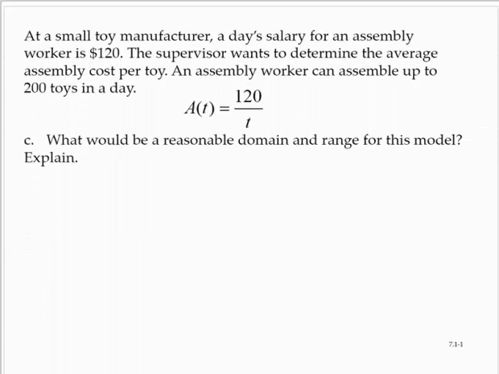What would be a reasonable domain and range for this model? All right, well, let's assume that T, well, we know that T is the number of toys. So negative numbers are not reasonable. Also, 0 is not reasonable for the model, because if I substitute 0 for T, then I would have 120 over 0, and that doesn't make any sense. Right? That is undefined.